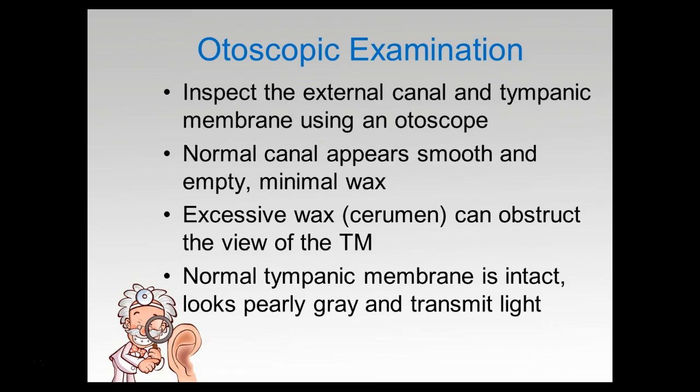Otoscopic examination. First, you're going to inspect the external canal. The outside of the ear you're going to inspect, and then as you put the otoscope together, you're going to do the external canal and the tympanic membrane. Normal canal feels smooth, empty, and minimal wax. Excessive wax or cerumen can obstruct the view of the tympanic membrane. This also could be a cause of hearing loss or impaired hearing. Normal tympanic membrane is intact. It looks pearly gray and transmits light.